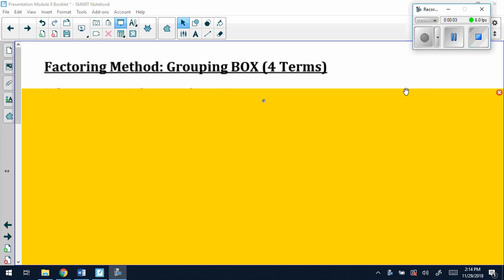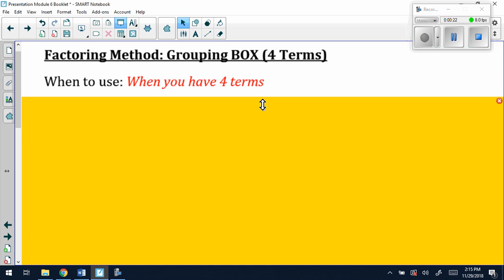In this video, we are going to look at our second factoring method, which is grouping using the box with 4 terms. This is probably the easiest one, and it's the basis for the next method, which is using the box with 3 terms. So we have to make sure we understand this one in order to move forward. We're going to use this anytime we have 4 terms.